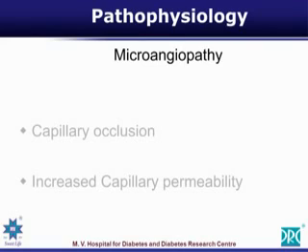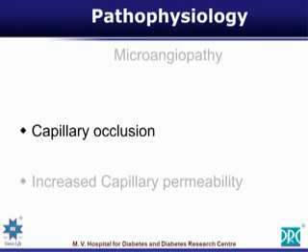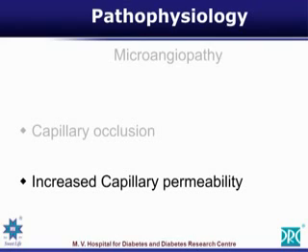What is the pathophysiology of diabetic retinopathy? It is very simple. What happens throughout the body also happens in the retina. It is known as microangiopathy. Micro means small, angio means vascular, pathy means problem. The smallest of the small vessels in the retina, which are the capillaries, undergo two processes. One, it undergoes a process of occlusion. Two, it undergoes a process of increased capillary permeability. Because of the two most important pathophysiological changes that occur in the retina, all the diabetic retinopathic features are seen in the retina.